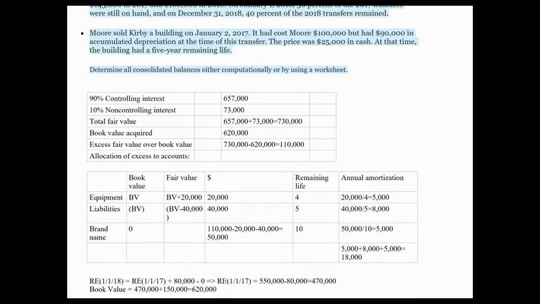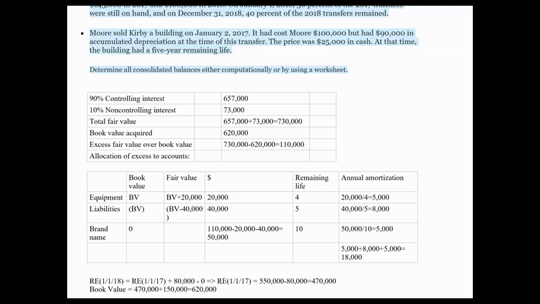In this schedule, the first is the fair value of the 90% controlling interest. The total amount is $657,000, and the 10% non-controlling interest has a fair value of $73,000. Both numbers are given in the question, so the total fair value is $730,000. Next, the book value acquired. This number is not given directly, so we need to figure it out by ourselves.